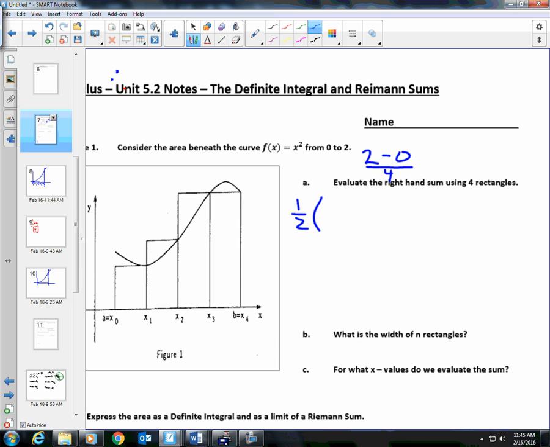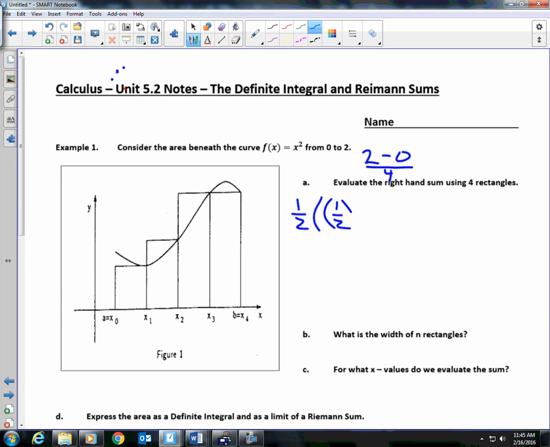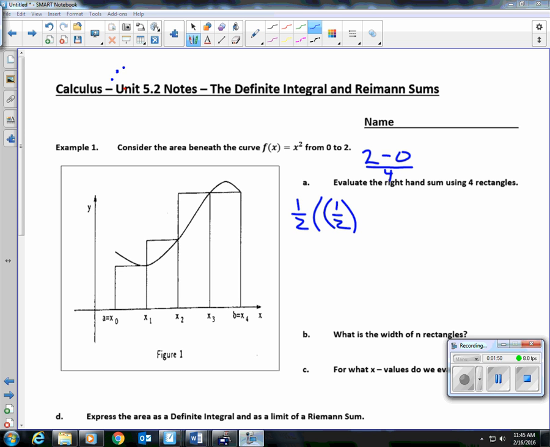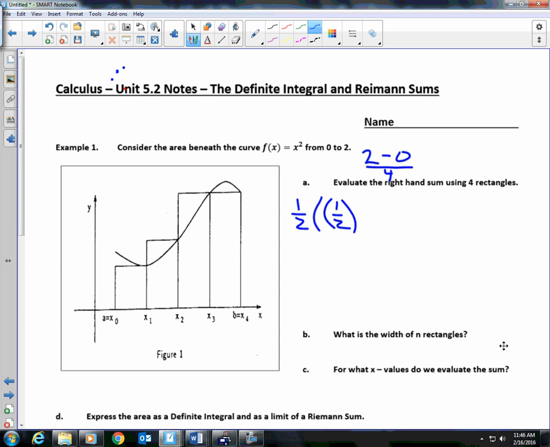So very good. So we have 1/2. And what will we do to that 1/2? Okay, what do we do to the 1/2? Square it. Why? So that's how we determine our height, by plugging in the function. Very good. What's our next number we plug in? 1. Then? And the last number? Very good. So you can see here that that's how we generate the sum using 4 rectangles on the right-hand side.